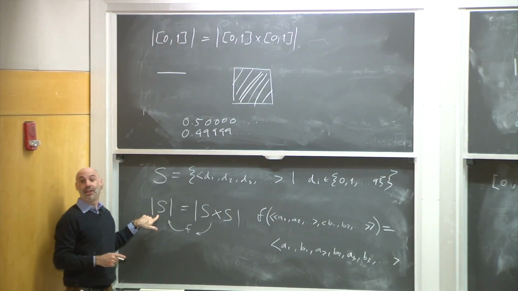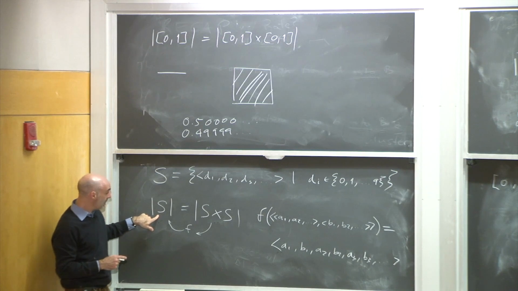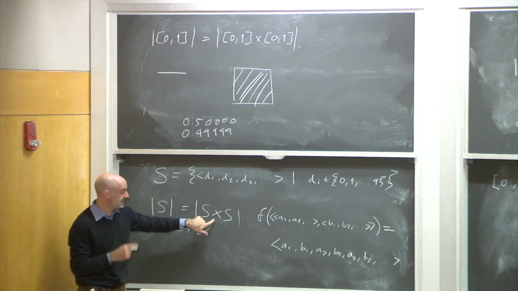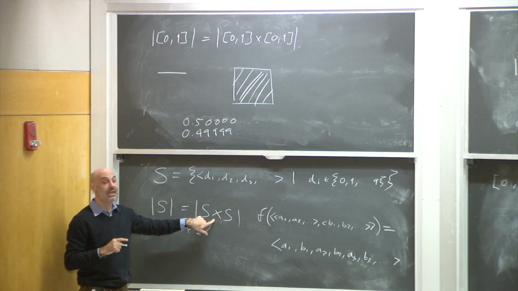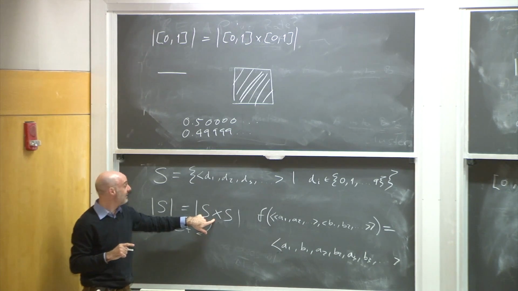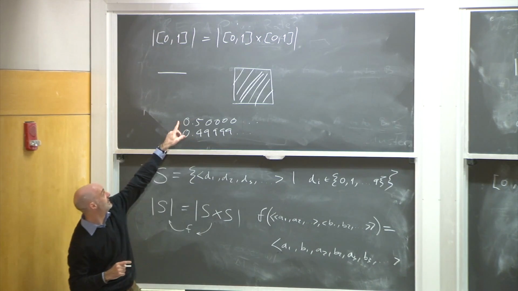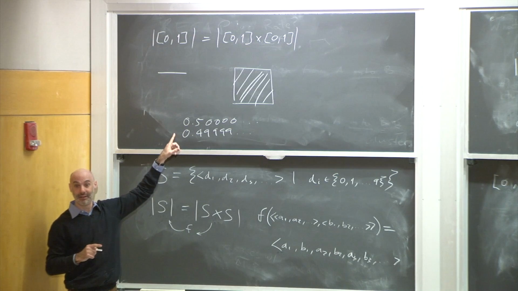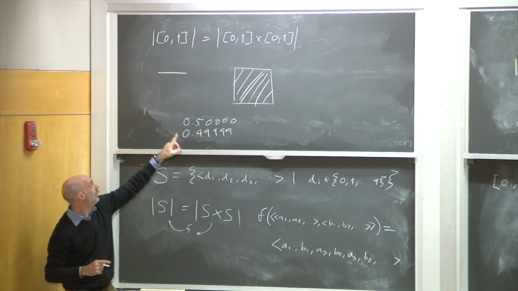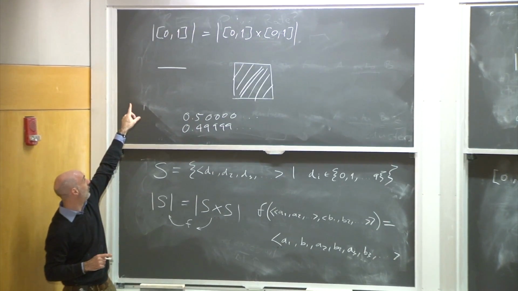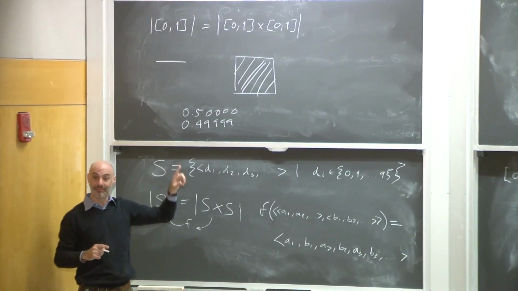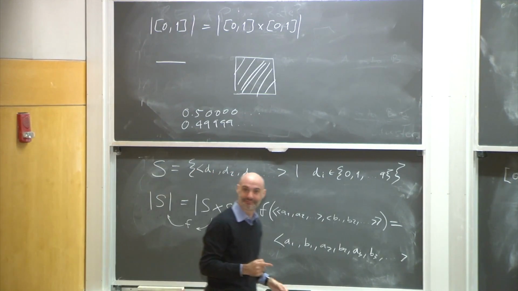So the way we solve our problem is we first show that if you go from that interval to S, you preserve cardinality. Then we show that if you go from S to S product S, you preserve cardinality. And then we show that if you go from here to there, you preserve cardinality. So you preserve cardinality if you go from the line to the square. Close my parenthesis.